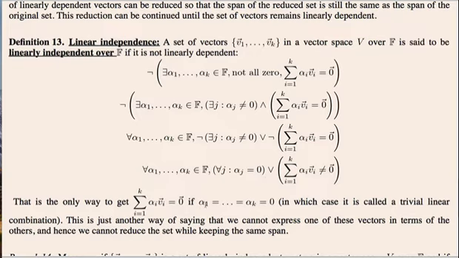When all the coefficients alpha 1 through alpha k are 0, of course the linear combination is then 0, since alpha i times vi is 0, and the sum of zeros is 0. But this is called a trivial linear combination because trivially this linear combination is 0 when the alphas are zeros.